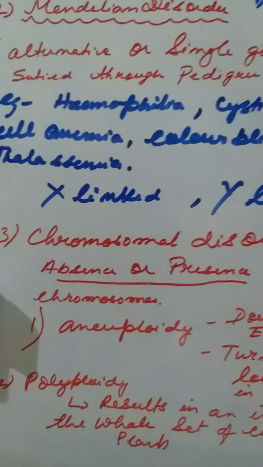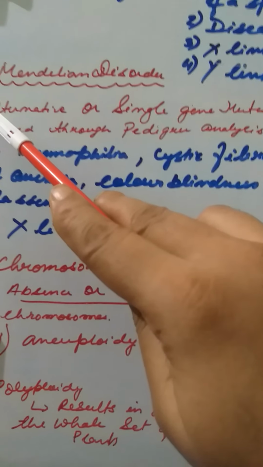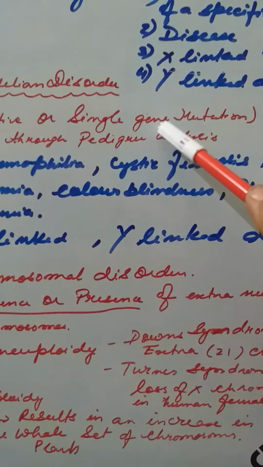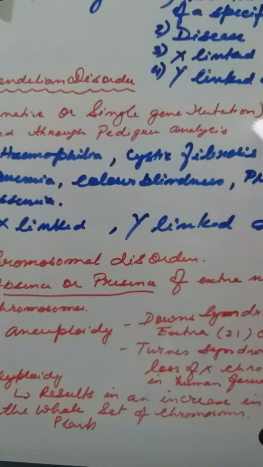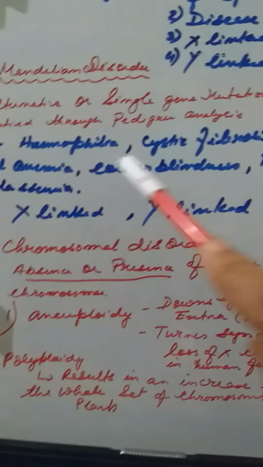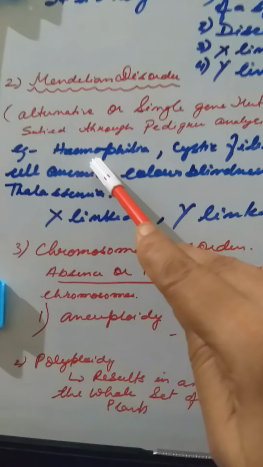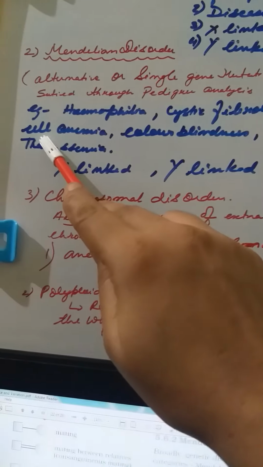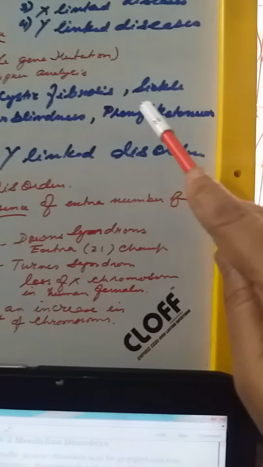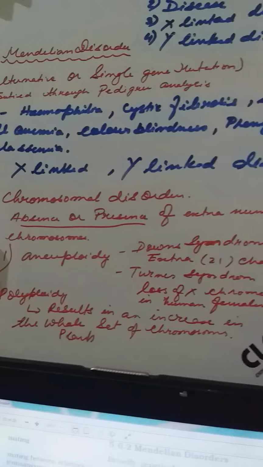Now if we focus here, we see Mendelian disorders. Mendelian disorders means a single gene mutation. For example, an alternate gene may mutate, a single gene may mutate, and that can be studied through pedigree analysis. Now, there are certain diseases that result from Mendelian disorders. The first one is hemophilia, then cystic fibrosis, sickle cell anemia, color blindness, phenylketonuria and thalassemia. See again the X-linked and Y-linked disorders.